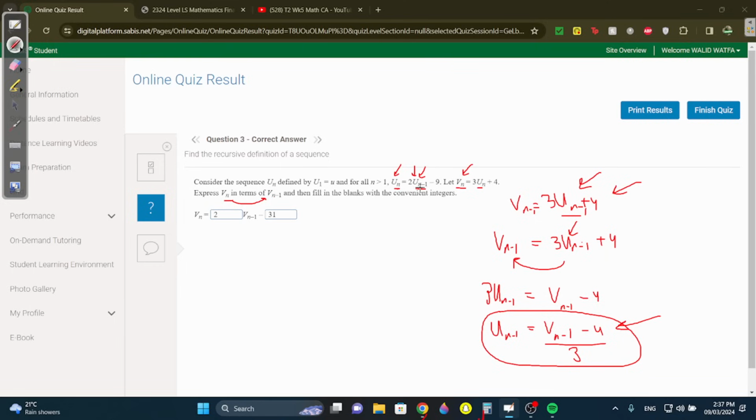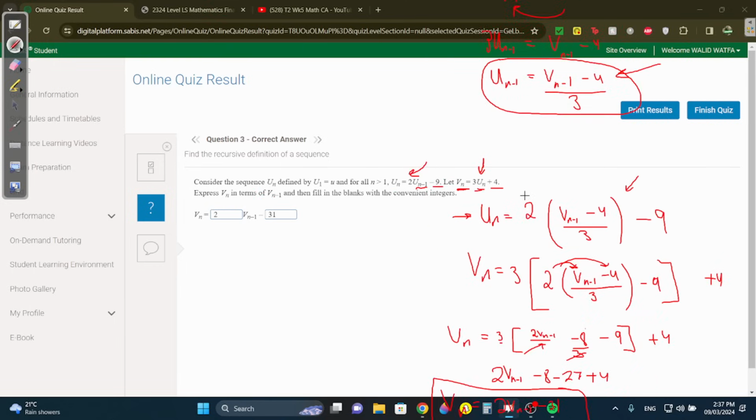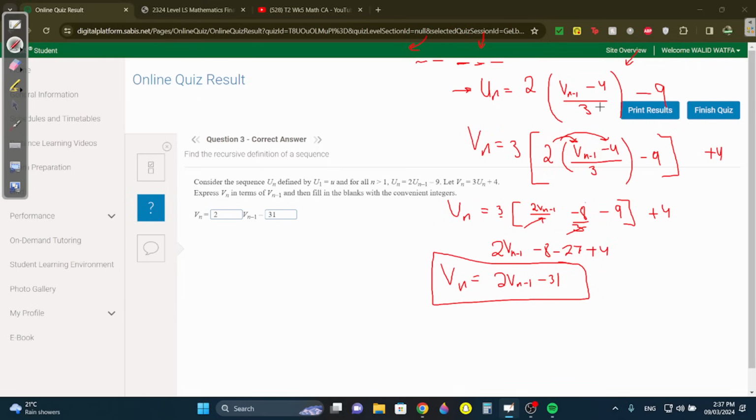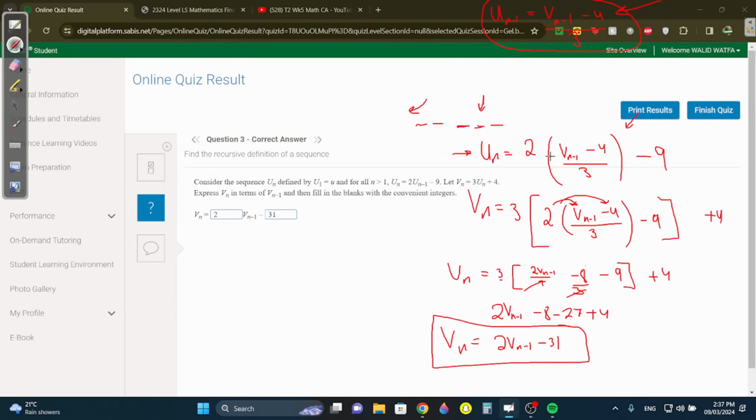And can we find Un now? Yes, we can. We just plugged it in over here. Then multiplied by 2. We multiplied by 2 here. And we kept it like this because it's just easier to solve. Then, since we now have Un, we plugged it into Vn. So 3 times Un. So 3 times this. And then plus 4 at the end. You distribute the 2 first. It becomes 2Vn minus 1 over 3.